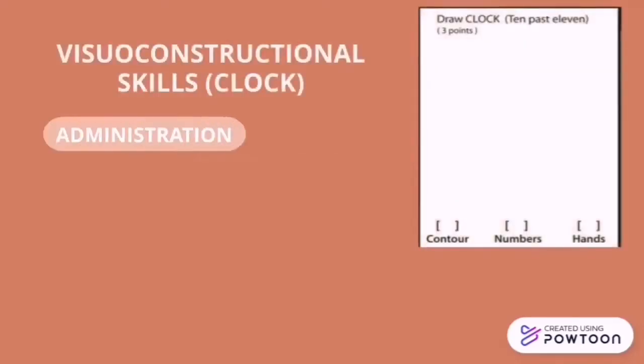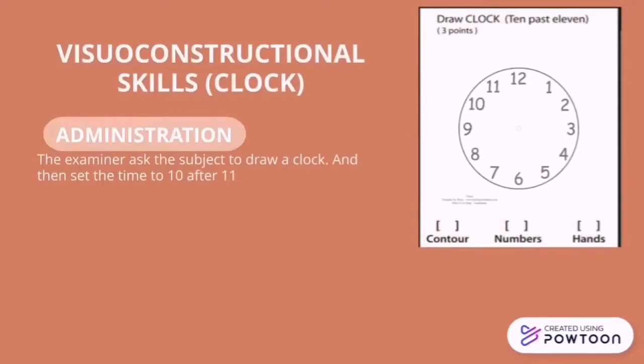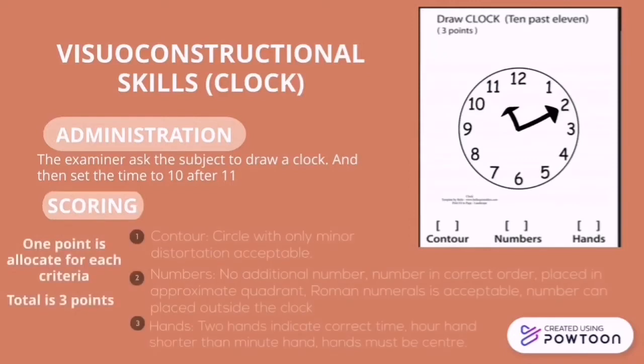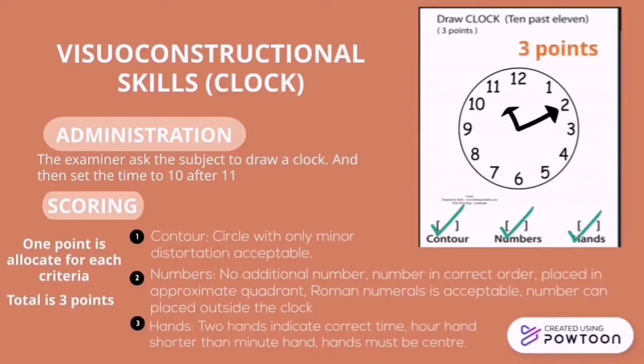Next, the examiner will ask the subject to draw a clock and then set the time to 10 past 11. For scoring, 1 point is allocated for each criterion, which are the contour, numbers, and hands, and the total for the criteria is 3 points.